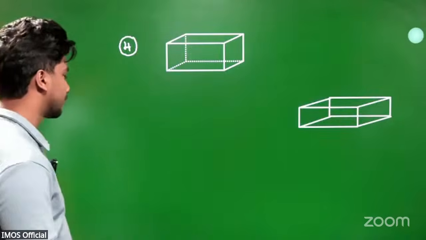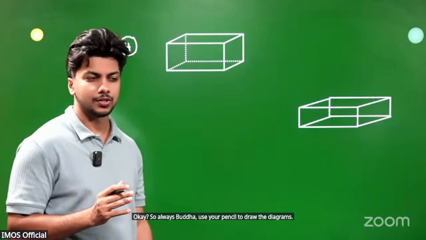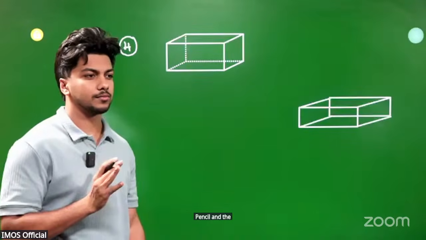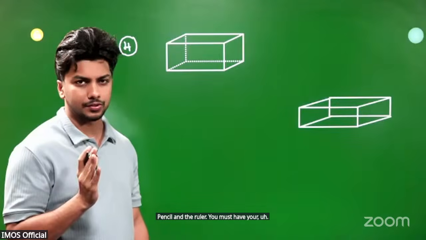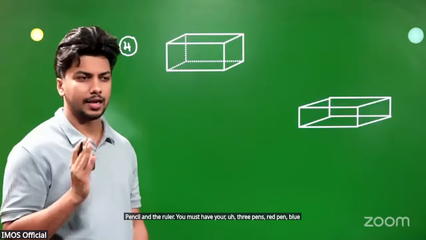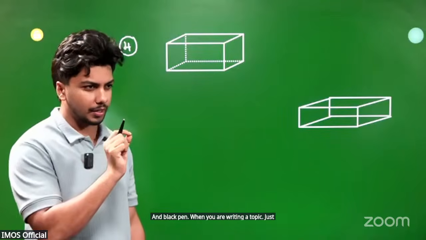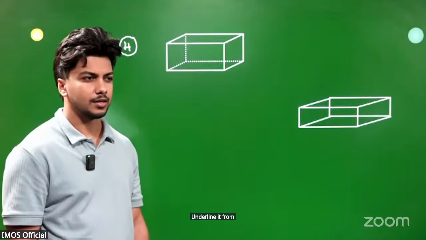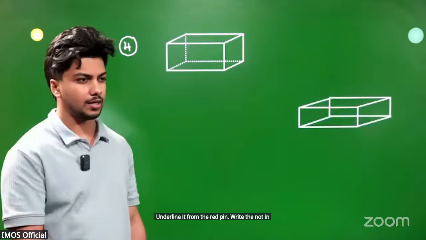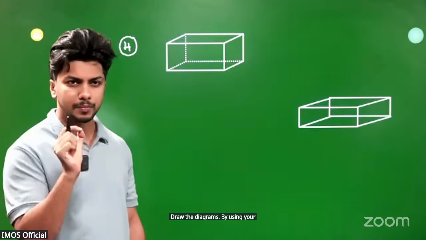Okay. So always, Putha, use your pencil to draw the diagrams. Pencil and the ruler. You must have your 3 pens: red pen, blue pen, and black pen. When you are writing a topic, just write the topic in your black pen. Underline it with the red pen. Write the note in your blue pen. Draw the diagrams by using your ruler and the pencil.